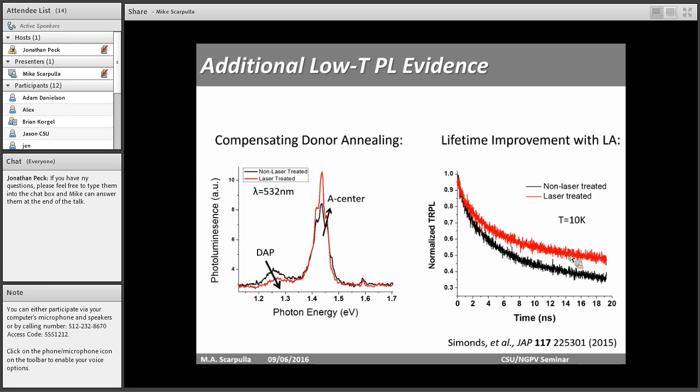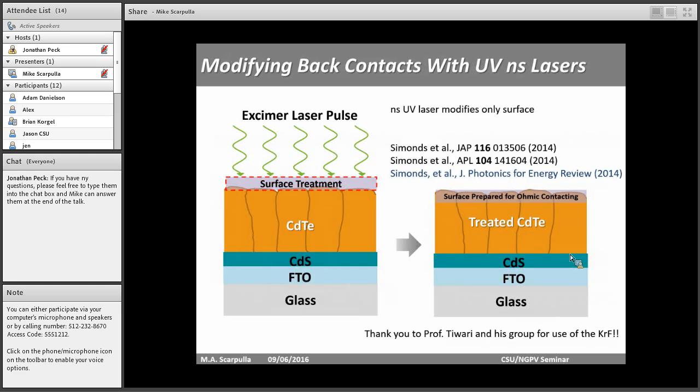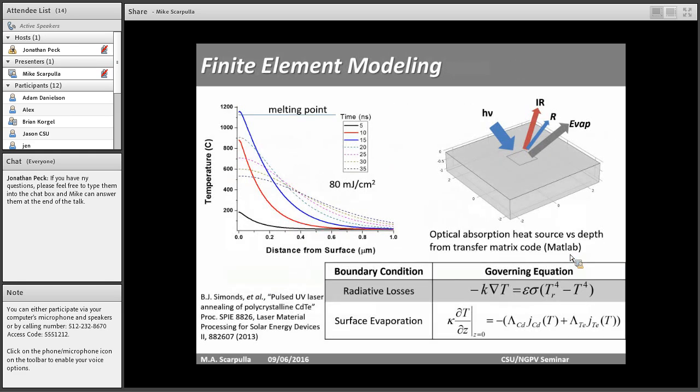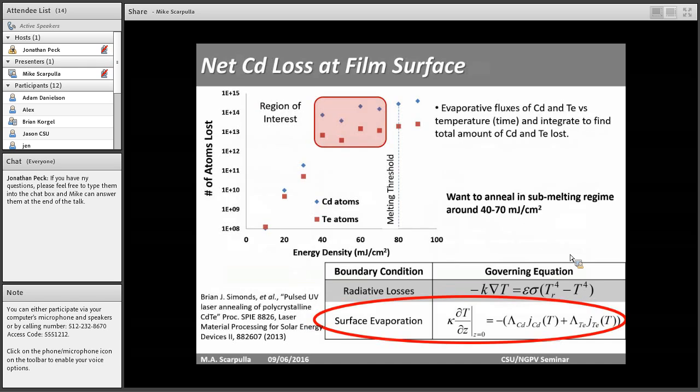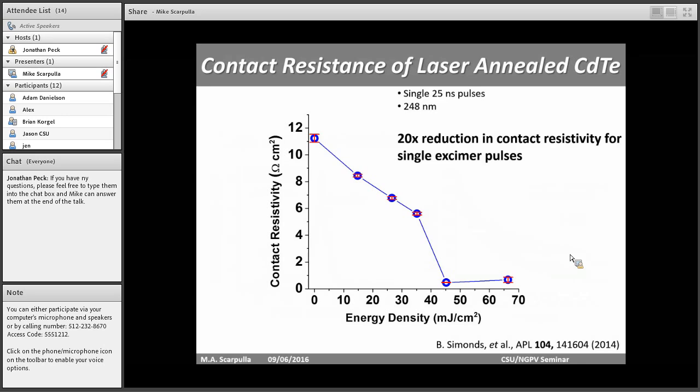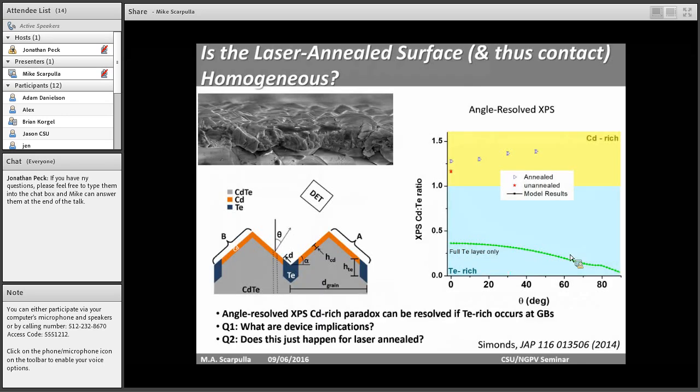We also did some time resolved PL at low temperature, and there's arguably a moderate increase in the minority carrier lifetime there, although it's not a huge change. Okay. So in both cases, both with a continuous wave laser and with a pulsed ultraviolet laser, we were able to modify this cadmium telluride free surface, which is then contacted to form the back contact.